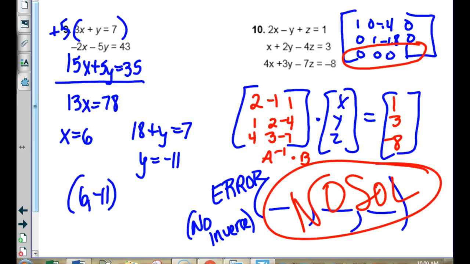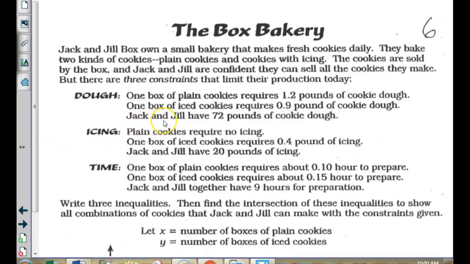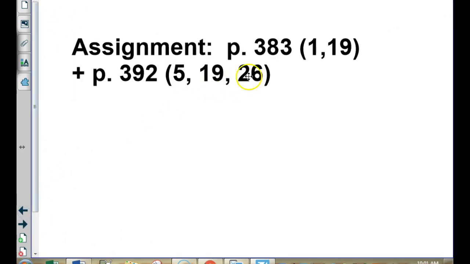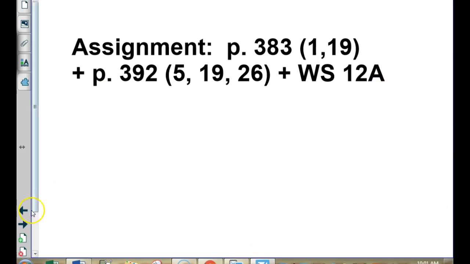All right. These are your 5 problems tonight. Okay? But we are also going to do 12 side B right now. Your assignment is also to do worksheet 12 side A for homework. All right. So here we go on side B. You ready?